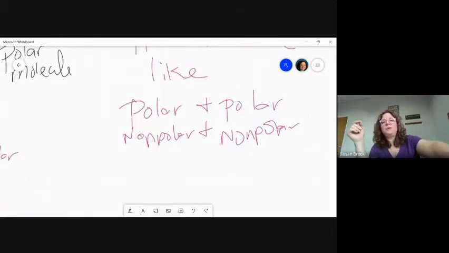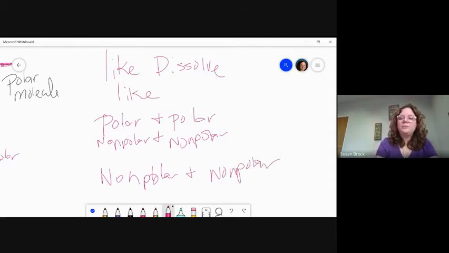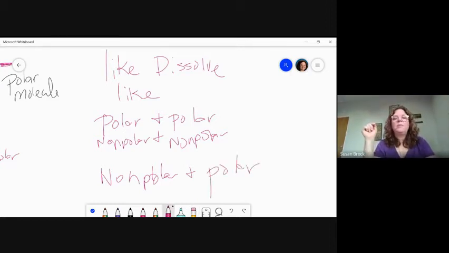But in your lab, this will happen. If I put a nonpolar and a polar together, they will not mix. If you've ever gone to the kitchen and put water and oil together, do they mix together? No, they don't mix together. One sits on top of the other, right? And it doesn't matter how much you shake it, one's still going to be on top of the other. So they're not going to mix.